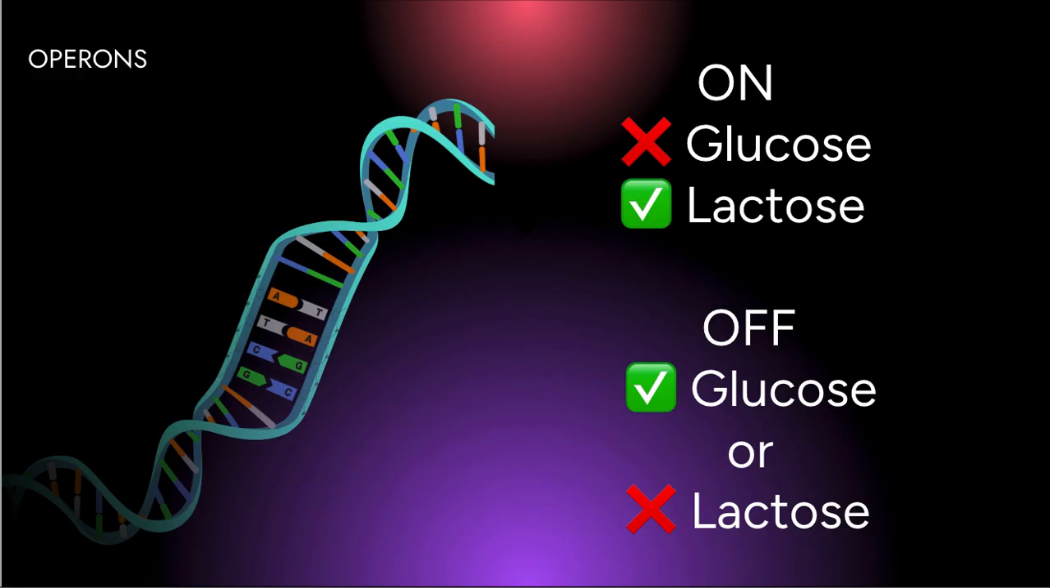coli, and it only works when there's no glucose present. So the operon will be on if there's no glucose and there is lactose, and it will be off if there is glucose or if there is no lactose.